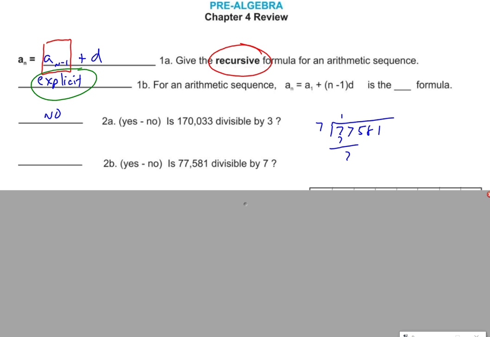That's how you're going to tell. 7 goes in once, goes in once, bring down the 5, 0, bring down the 8. 7 times 7 is 49. 7 times 8 is 56. 2, bring down the 1. 7 goes in 21 3 times, no remainder. Answer is yes. Why? Because it divides in evenly.